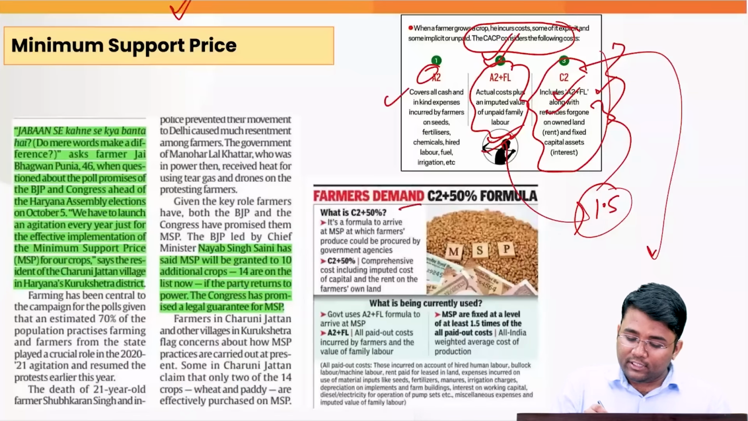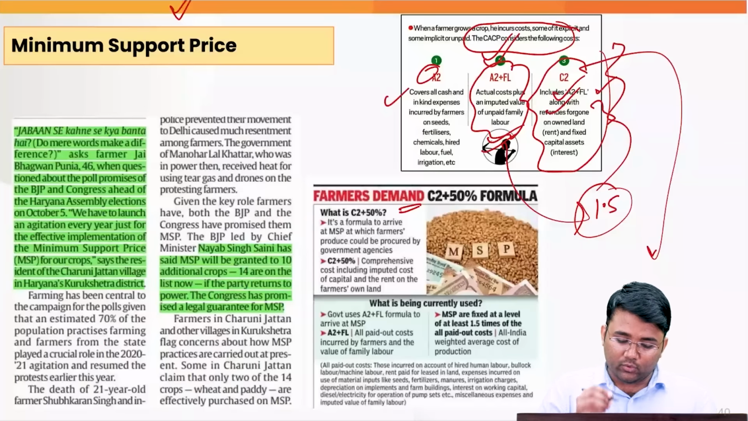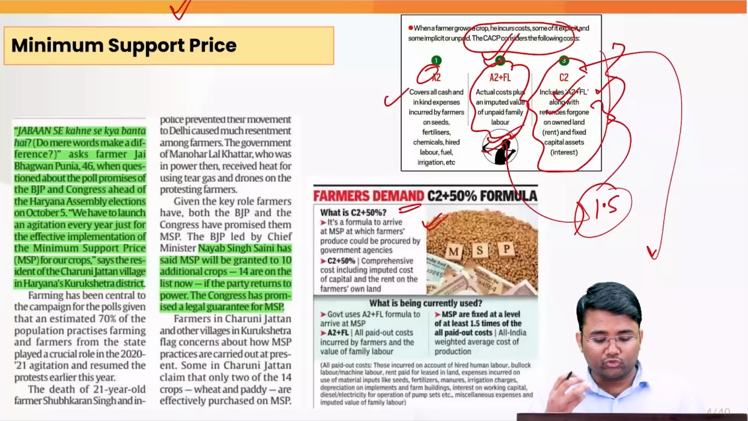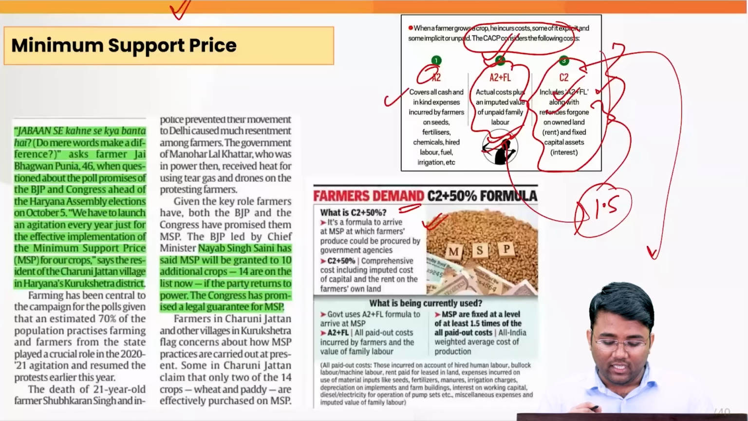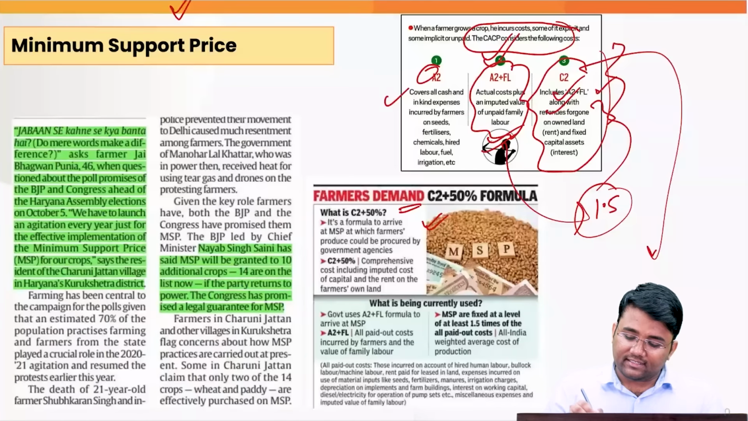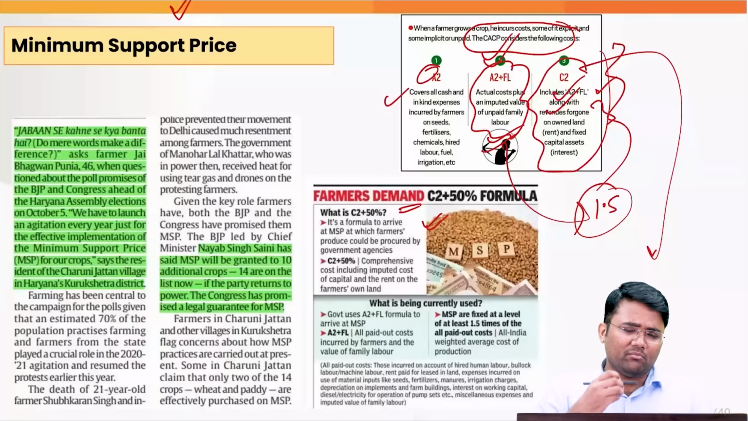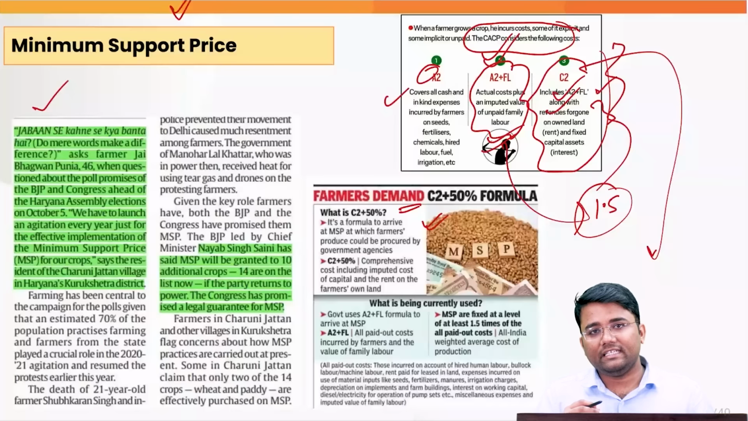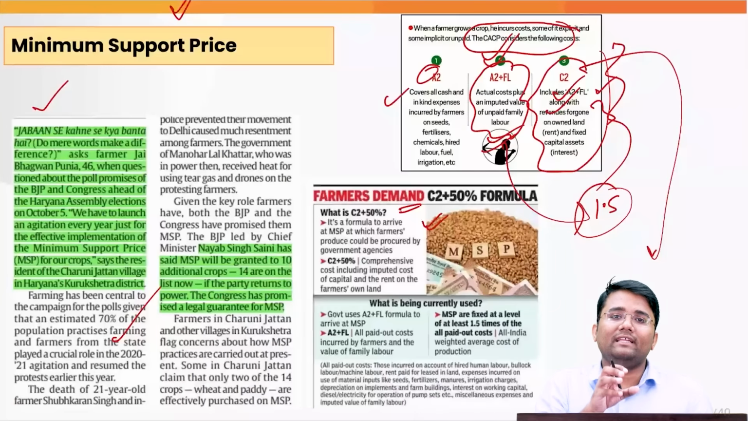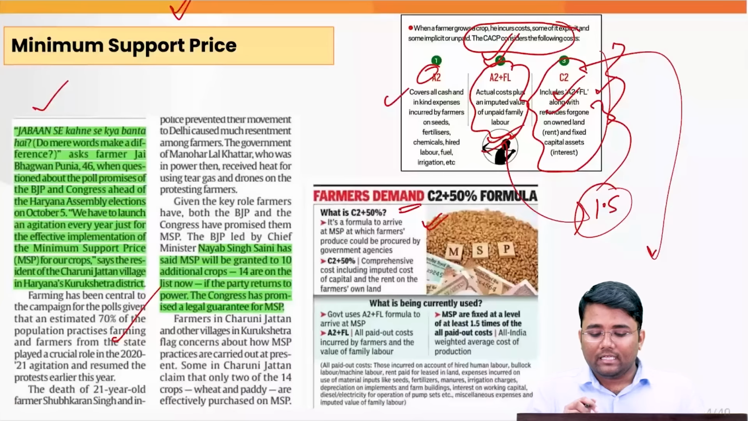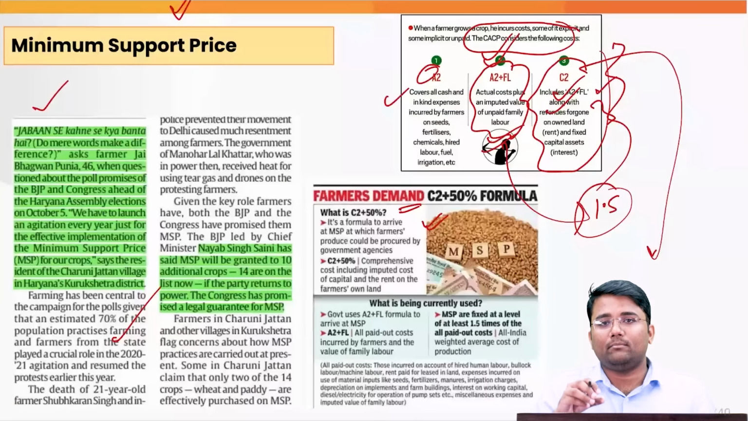This C2 plus 50% formula is to arrive at the MSP at which farmers' produce could be procured by the government agencies. So this is the demand of the farmers, and as the farmers say, "jaban se kahan kya banta hai", that it should not be mere promises, rather those promises should be fulfilled. Whatever promises the government or the various political parties are making, they should focus on fulfilling them, because agriculture is the backbone of the country.